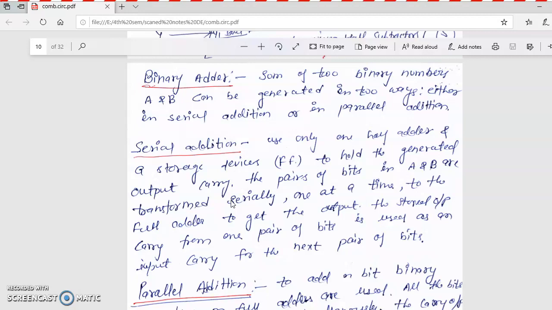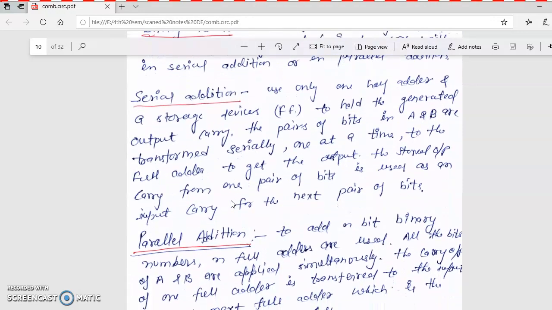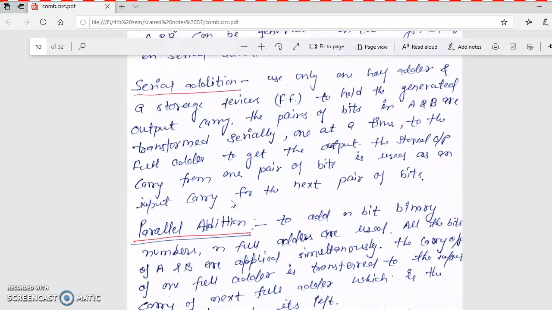First of all is serial addition. It uses only one full adder and a storage device. What is the storage device? The storage device is the flip flop. A flip flop is a 1-bit storage device to hold the generated output carry. The pair of bits in A and B are transferred serially, one at a time, through the full adder to get the output.